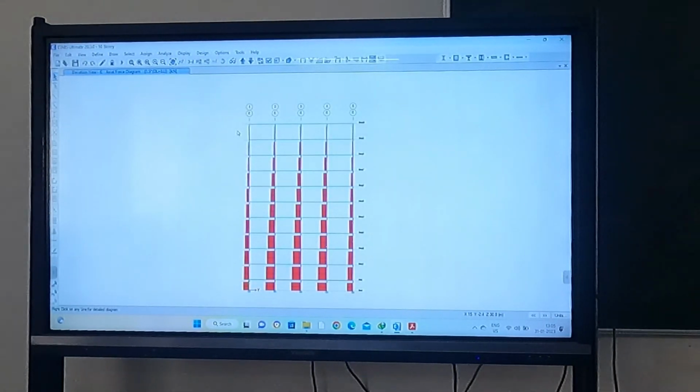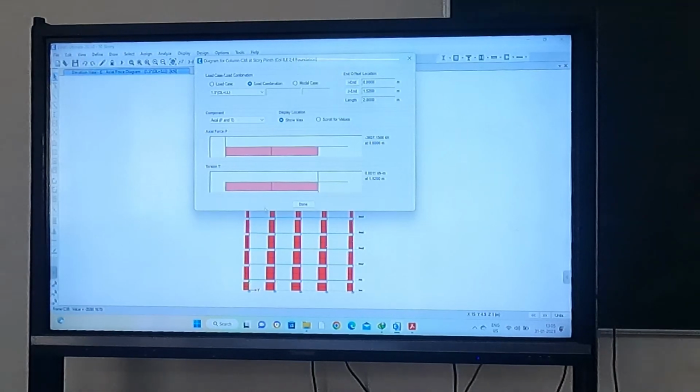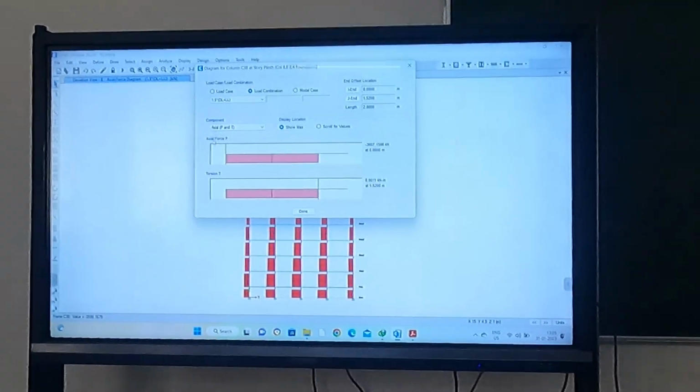See, so this is the axial force coming to different columns. As expected, axial force will be maximum in the bottom story, right? So you can see as the story is going higher, your axial force is reducing. So you can click on any of the column and right click. Now you see here axial force P.